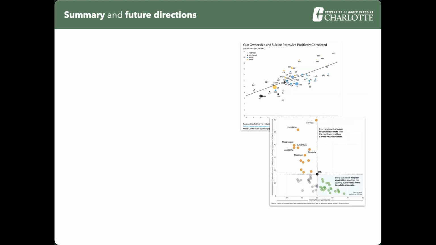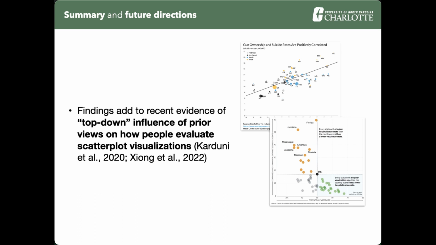All right, so I'll wrap things up with a few takeaways. First, a lot of existing work on how people judge the strength of a correlation from scatterplots has focused on bottom-up perceptual processes. For example, what kinds of visual features affect the strength of the perceived correlation? Our findings add to growing evidence for top-down influences of prior views on how people evaluate scatterplots and whether they change their beliefs about correlations in response.